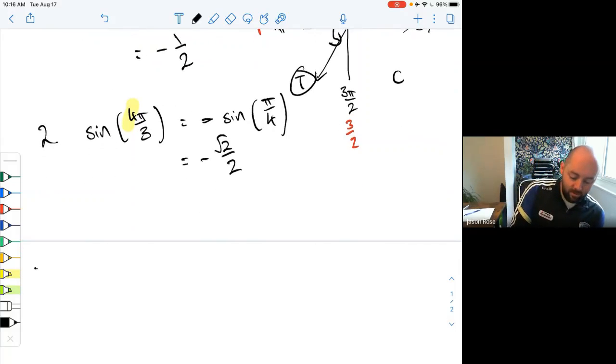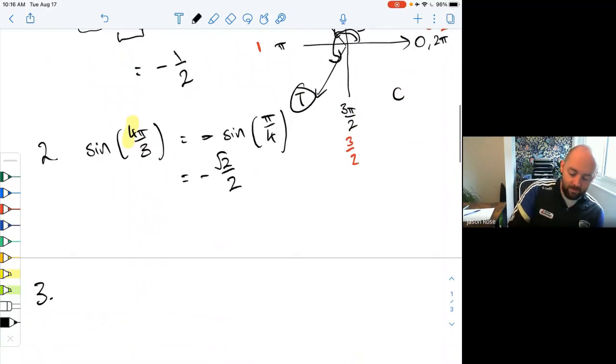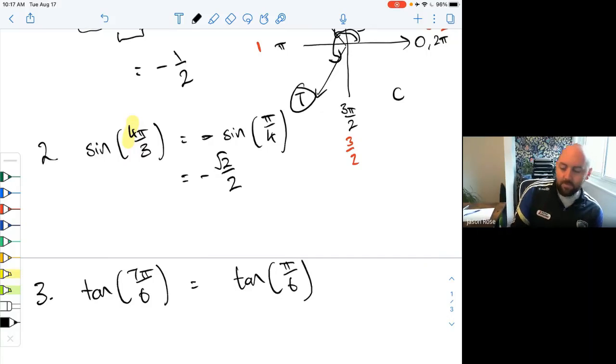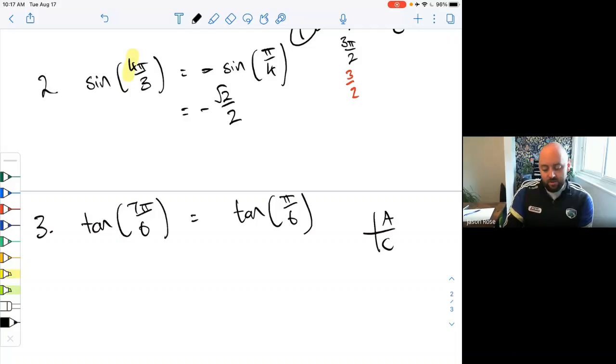And, okay, last one. And we're going to move on to some harder ones then. So tan of 7 pi over 6. Again, my first step is to drop that 7. And then I have to decide, again, you just kind of want this little drawing somewhere on the side of the page just so you can keep an eye on it. Where is 7 pi over 6? Which quadrant?